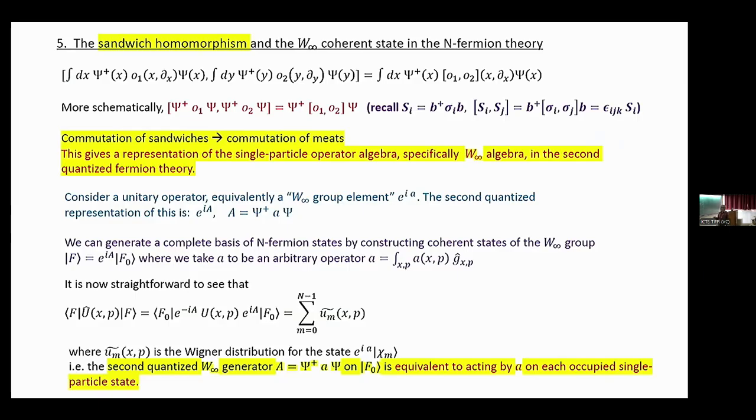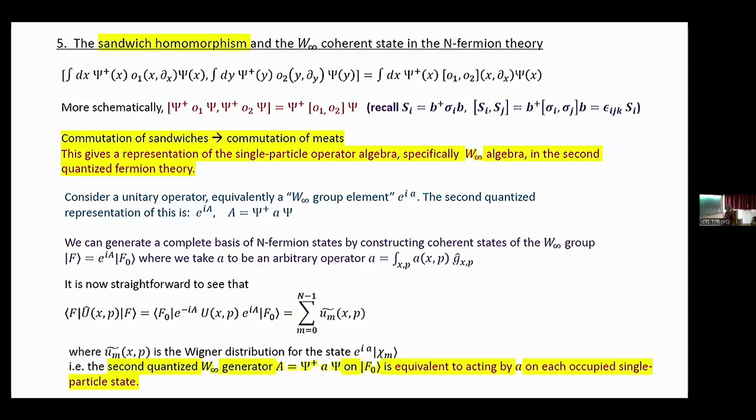Now consider a unitary operator, equivalently a W infinity group element. That is to say, I take a W infinity algebra element here, which is a linear combination of those GXP, these Heisenberg-Weyl operators, and I exponentiate that. Then I get a W infinity group element. This is for the one particle Hilbert space. The second quantized representation of this is that you take the sandwich psi dagger A psi and you exponentiate that.